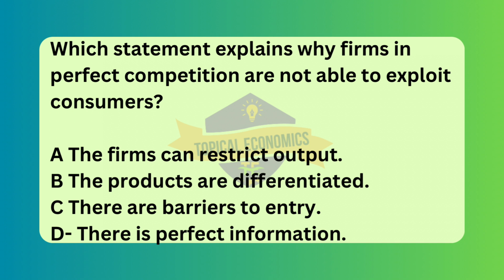Analyzing the other options. Option A, the firms can restrict output. In perfect competition, firms cannot restrict output to raise prices. If they try, new firms will enter the market, increasing supply and bringing prices back to the equilibrium level. Next, option B, the products are differentiated. In perfect competition, products are homogeneous, identical, so there is no product differentiation for firms to exploit. Lastly, option C, there are barriers to entry. In perfect competition, there are no barriers to entry, allowing new firms to enter the market freely, which prevents any firm from having the power to exploit consumers.